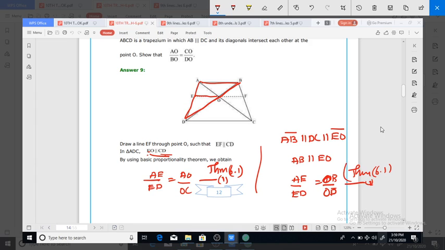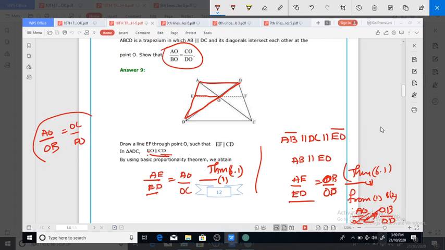Okay, so let's observe equations 1 and 2. LHS are equal, so from 1 and 2, RHS is also equal: AO by OC is equal to OB by OD. But there is a little change here. In the given answer it is AO by OB, but we have written AO by OC and OB by OD. Just cross multiply these two. So what is that? AO by OB, take OB across by cross multiplying, and OC goes here. So this is our answer. Okay.